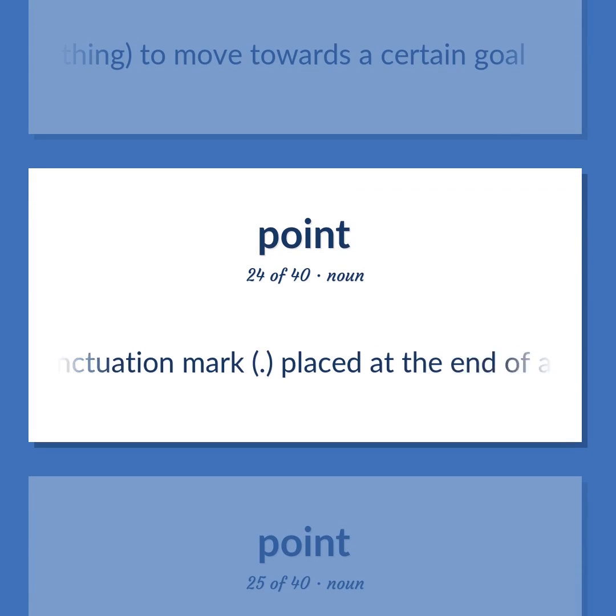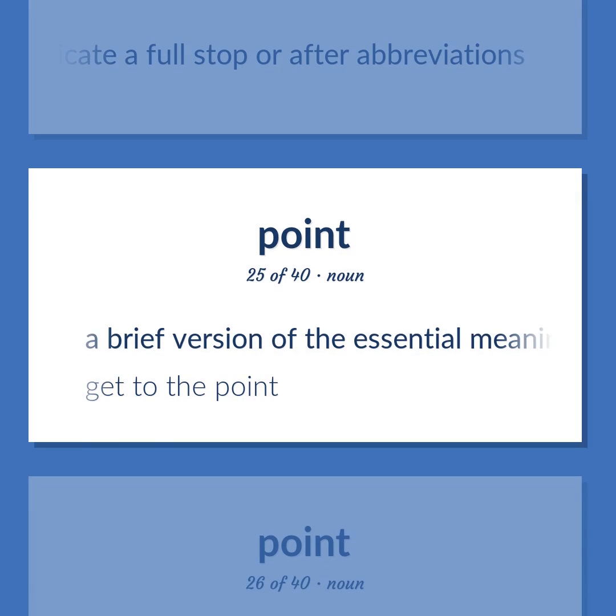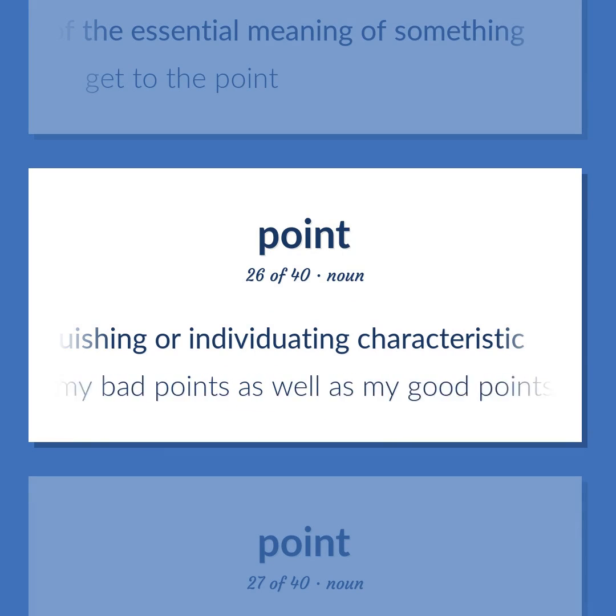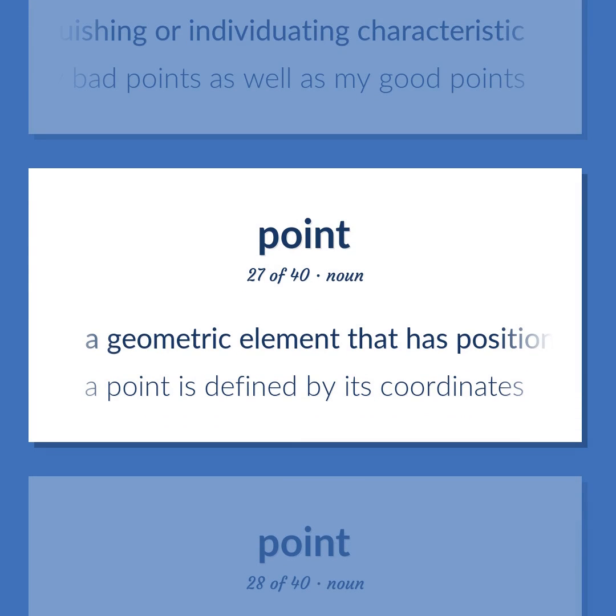A punctuation mark, placed at the end of a declarative sentence to indicate a full stop or after abbreviations. A brief version of the essential meaning of something. Get to the point. A distinguishing or individuating characteristic. He knows my bad points as well as my good points. A geometric element that has position but no extension. A point is defined by its coordinates.